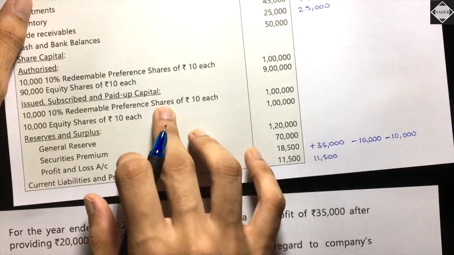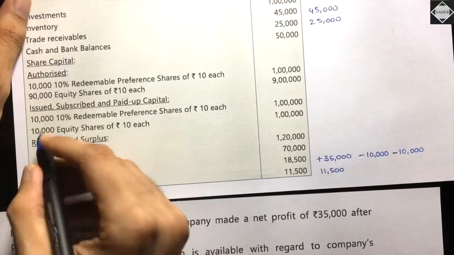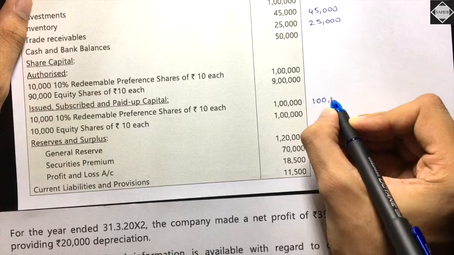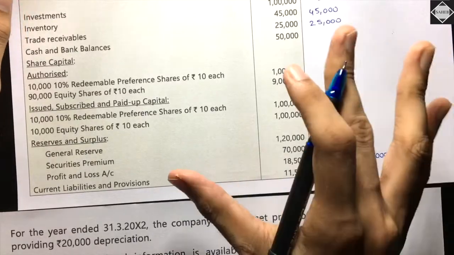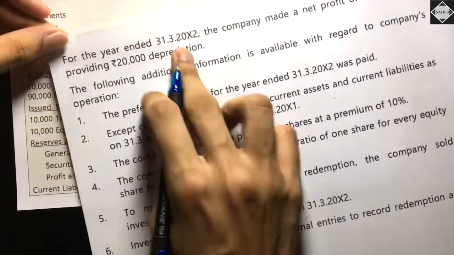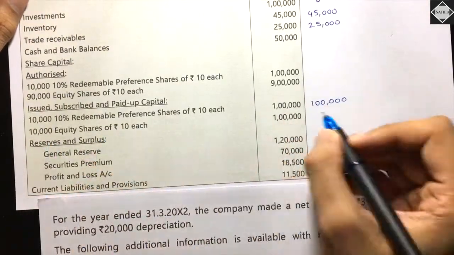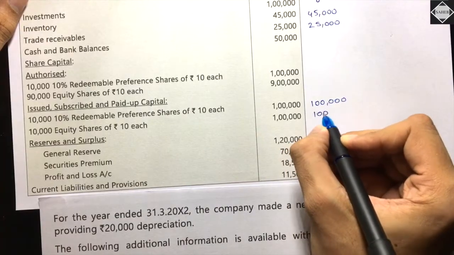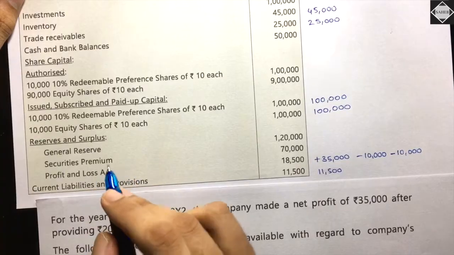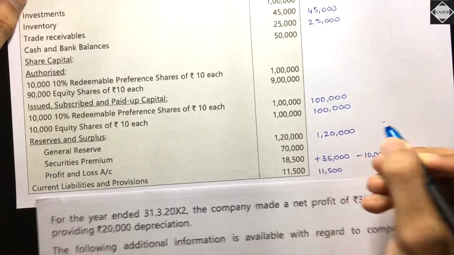And then what else is there? Redeemable preference shares. We are redrafting the balance sheet before the redemption and before the bonus. So this preference share, let's keep it as it is. There is no change because the redemption has not happened. We need the balance sheet before redemption, on 31st March 2022. And then equity share is also the same, no change. And then general reserve and securities premium, no change. It's the same only. Nothing has happened over here.